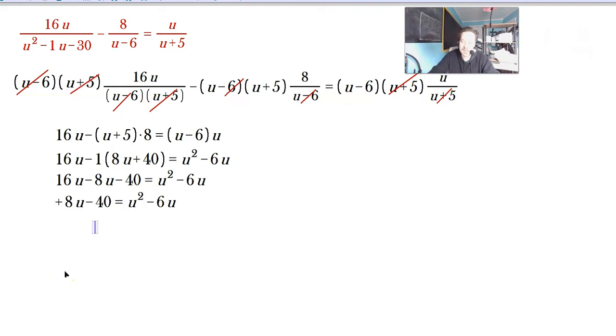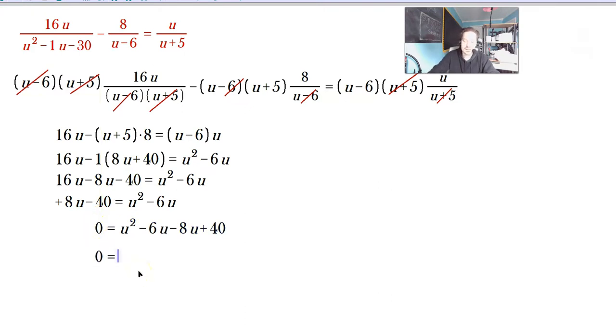After you move everything, there's going to be a 0 left on the left side. But on the right side, you're going to have u squared minus 6u, and then minus 8u, and then plus 40. Notice that by moving 8u and negative 40, you leave a 0 on that side. It doesn't just disappear or become nothing. It's equal to 0, okay?